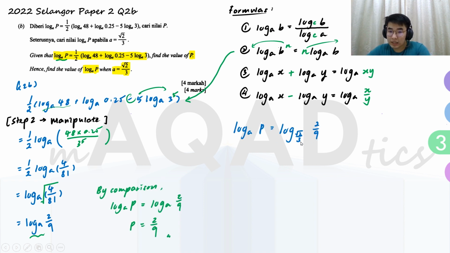But here, there's a problem, which is the base has a square root. So how do we further simplify this? So actually, there is a relationship between the base and the value. So I'll give you around 5 seconds to think about this relationship.